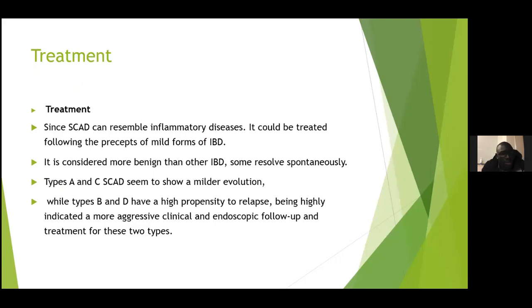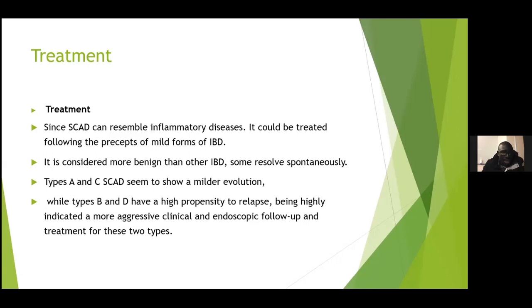So in the treatment of SCAD, because each phenotype looks very much like IBD, somehow the treatment also seems to follow the trend of IBD as well. So it can be managed in the case of a mild IBD form. It is considered to be more benign than IBD itself, and many times they do resolve spontaneously.